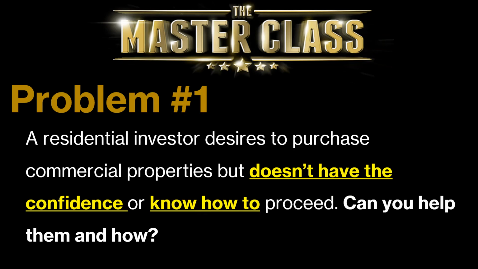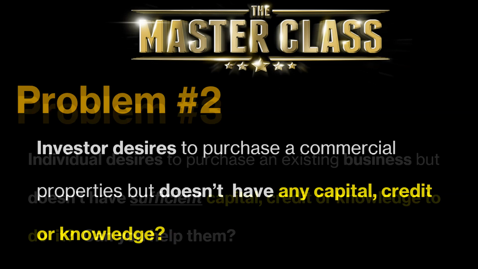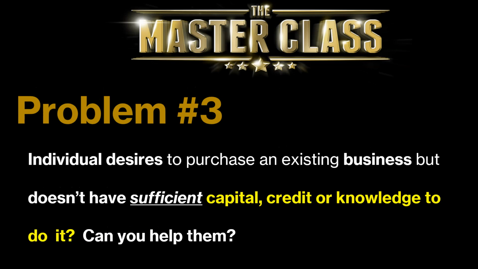All right? So here's the problem. And remember, as a rule, people pay for solutions, not problems. There are 3 problems that we're going to solve. But let me show you the problems first, because we're only going to solve one of them during this session. Problem 2 is an investor desires to purchase a commercial property but doesn't have any capital, credit, or knowledge to do it. We're going to solve that problem and provide a solution. You said, well, that sounds like me. Well, good. Stick around and you'll get an answer. Third problem, an individual desires to purchase an existing business but doesn't have sufficient capital, credit, or knowledge to do it. We're going to solve this problem too.